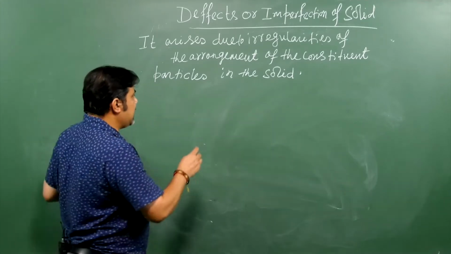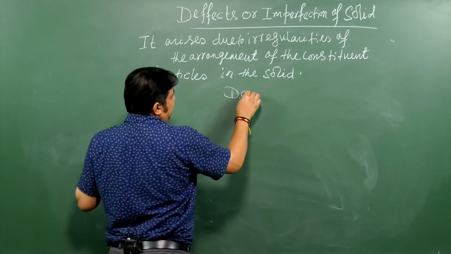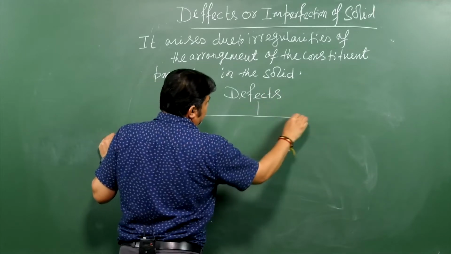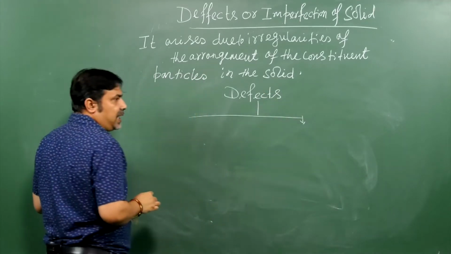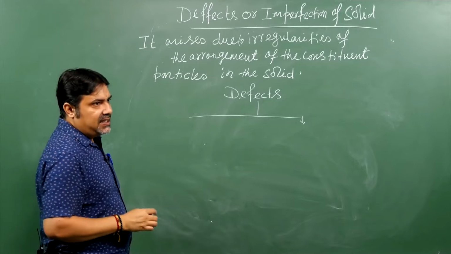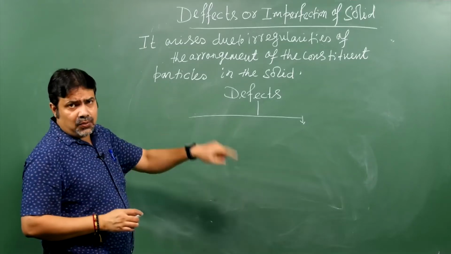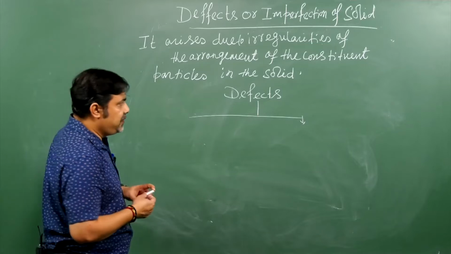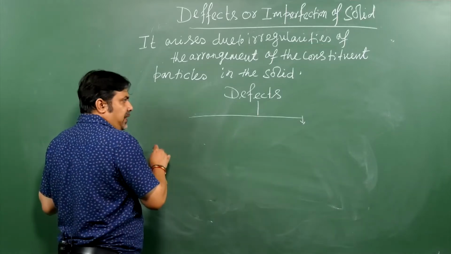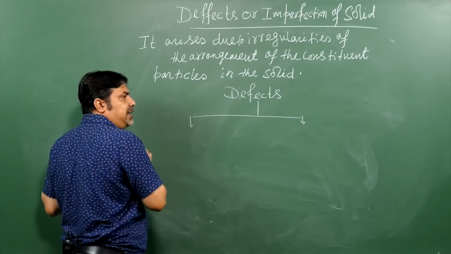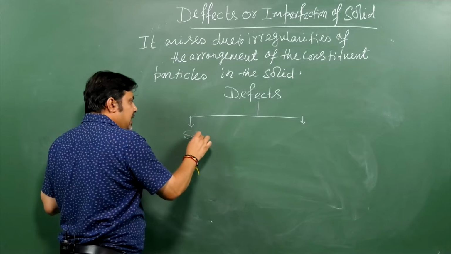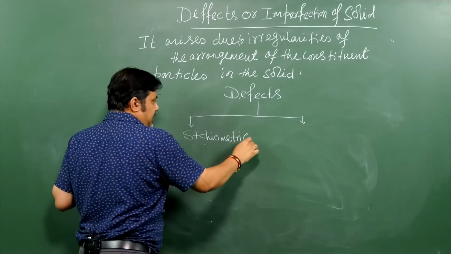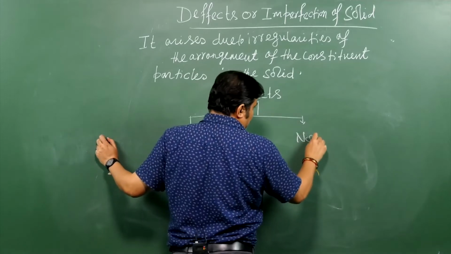Defects can be classified into two categories: atomic defects and electronic defects. Our focus will be the atomic defects, and in atomic defects our focus will be point defects. Point defects have two categories: stoichiometric defects and non-stoichiometric defects.